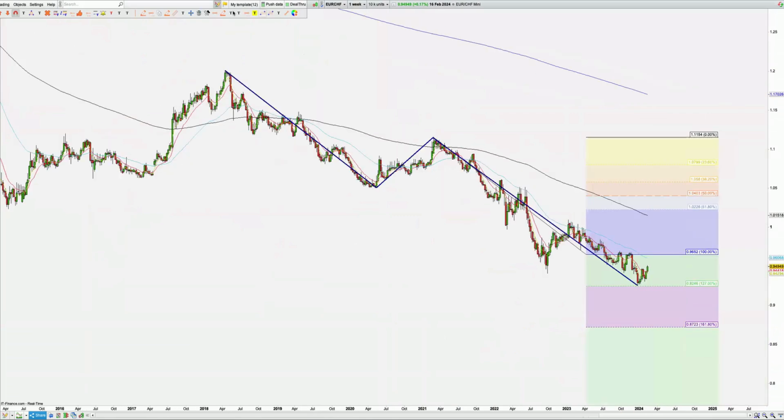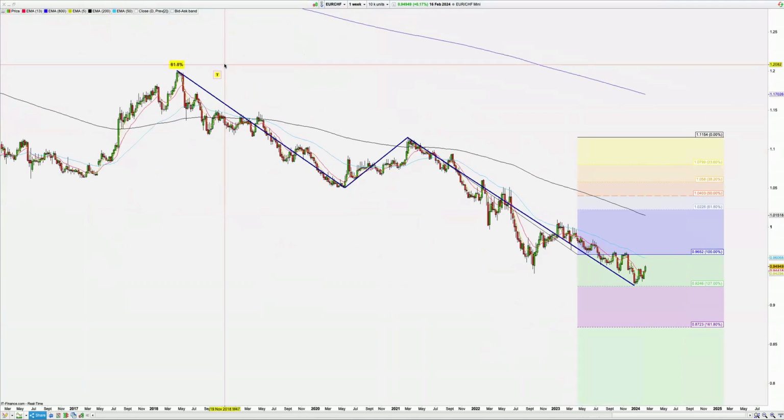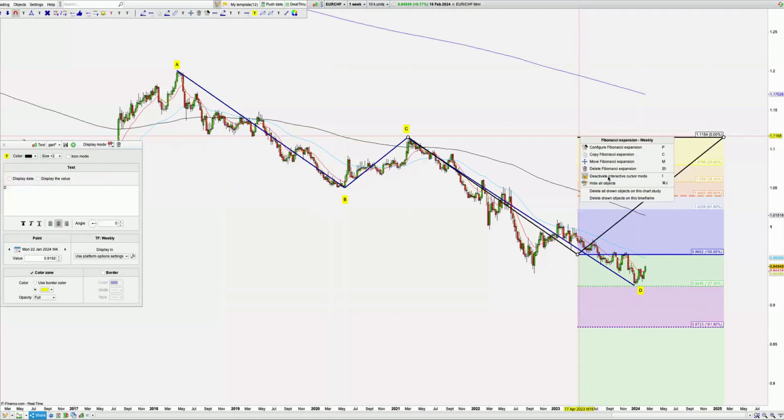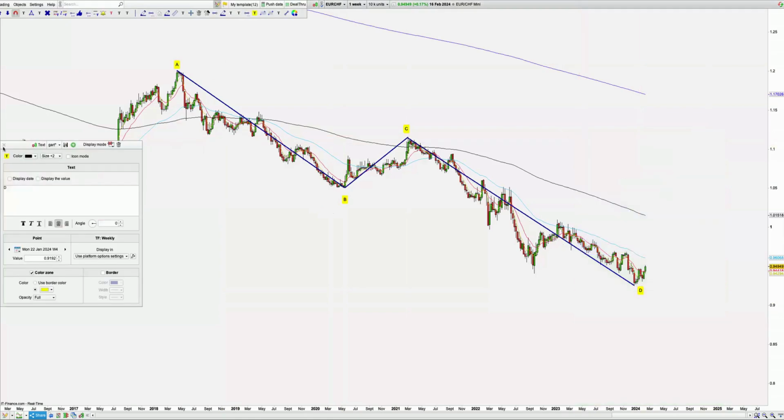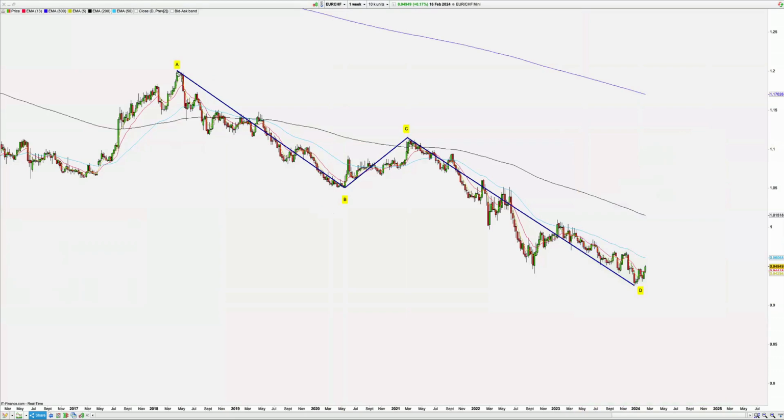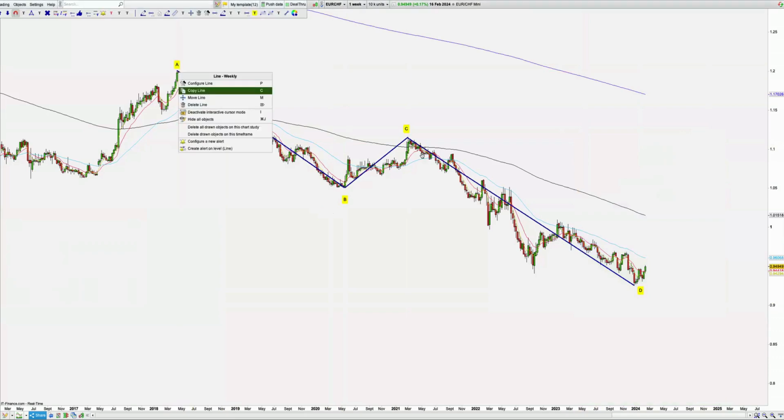So ABCD, remember, is the name of the game. Let me get my correct pen out. So A, B, C, D. So A, B, C, D. Now you'll be thinking, oh, wait a minute, that CD leg isn't equal to the AB leg. Correct. You're right. It's not equal to it.